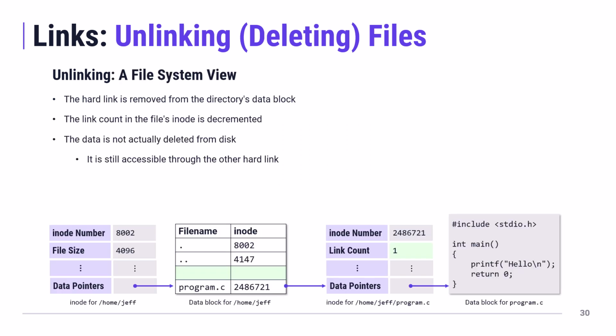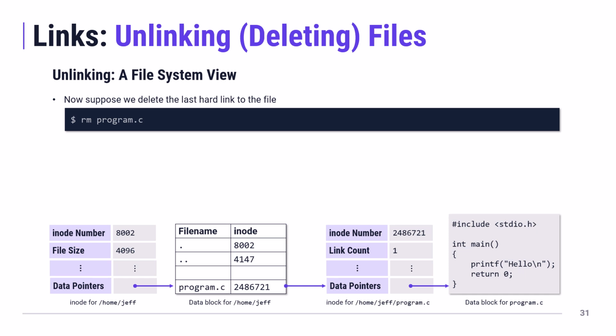So again, looking at unlinking at a file system level, I deleted hello.c, so my directory file gets updated, and that hello.c entry gets deleted from the directory file. But of course, because we still have the program.c link in that directory, and it's linking to that original inode, that file is still accessible. The inode for the file also gets updated. The link count gets decremented to 1.